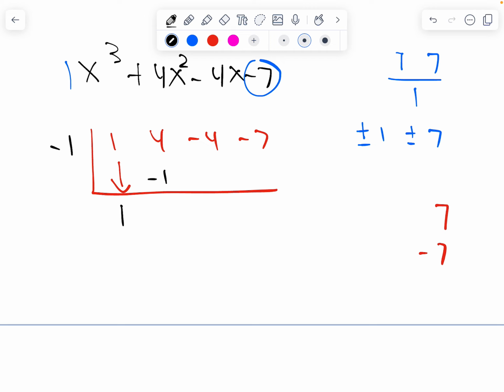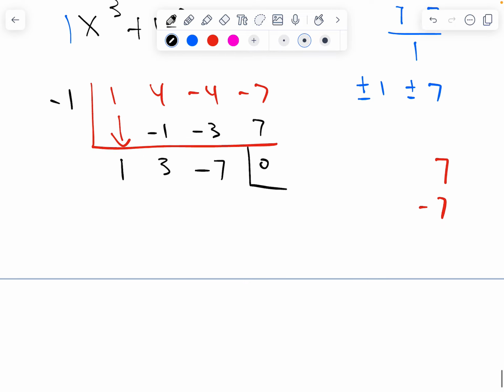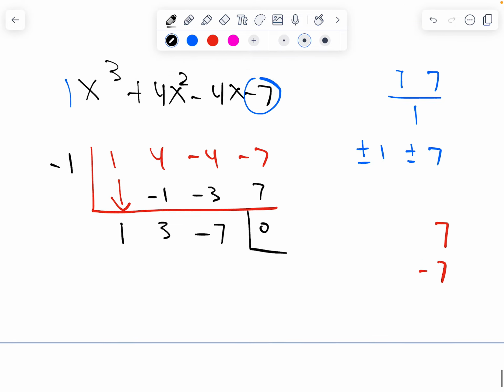That's going to be -1. That's going to be 3. That's going to be -3. That's going to be -7. That's +7. And finally, we got it on our last possible option here. So that is a factor.